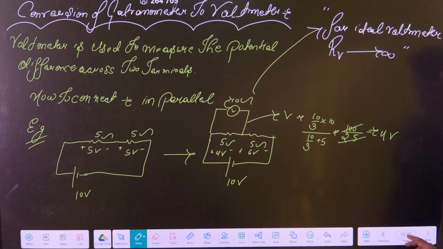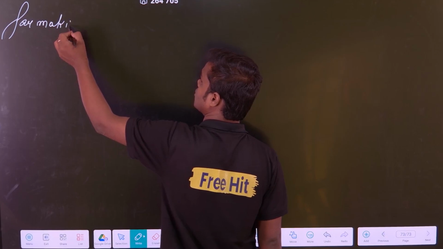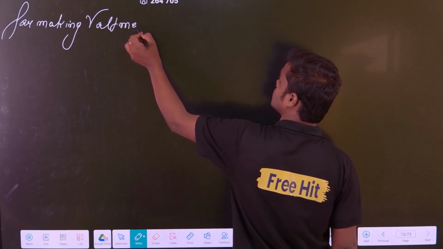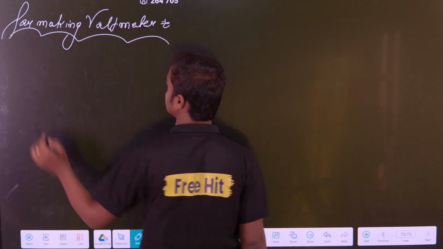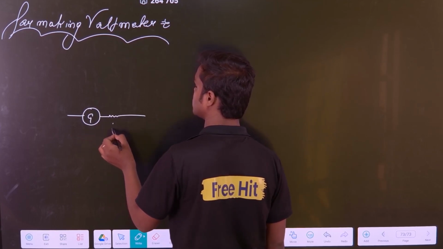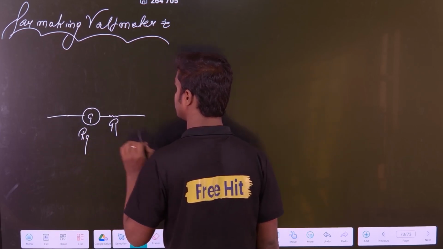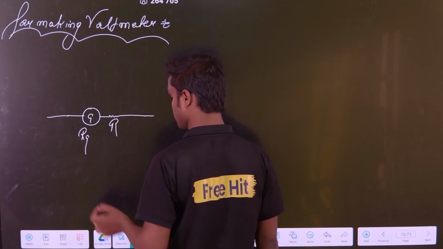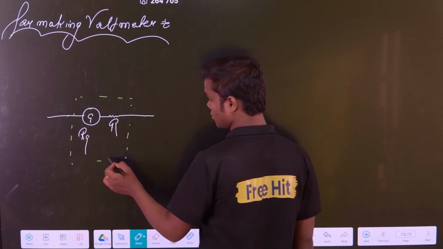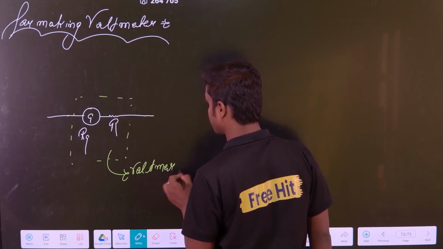So what we are going to do for making a voltmeter: suppose this is my galvanometer, we are going to connect a resistance R in series with the galvanometer. So this is Rg, and this connection is nothing but a voltmeter. This acts as a voltmeter, correct?